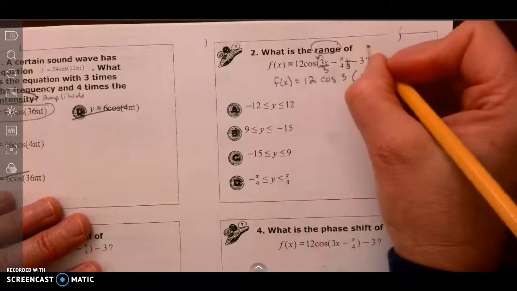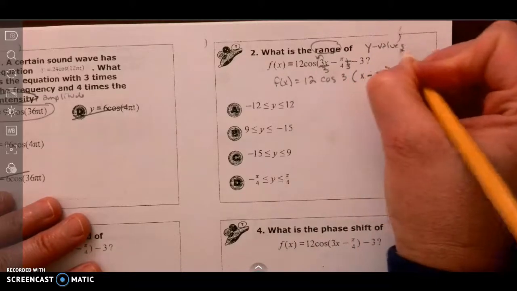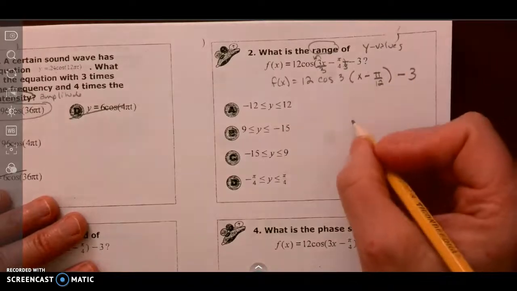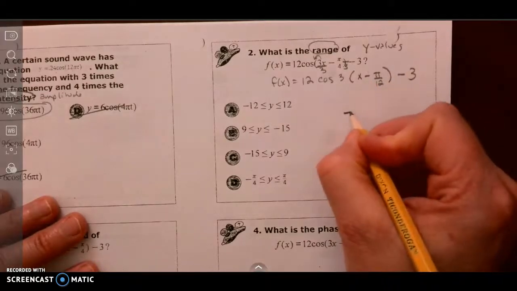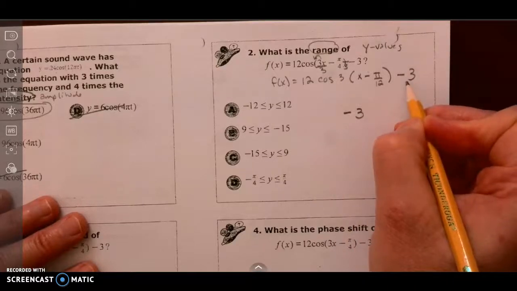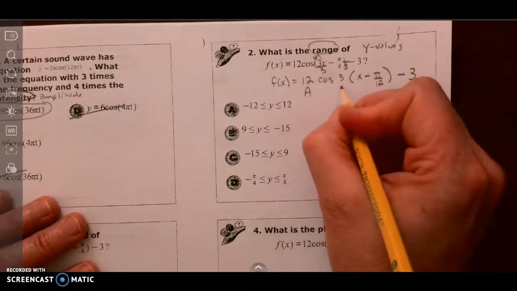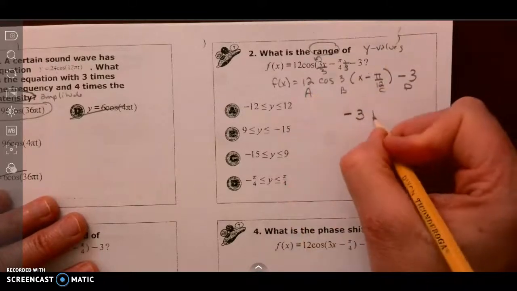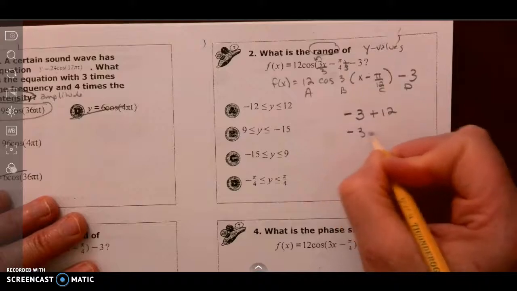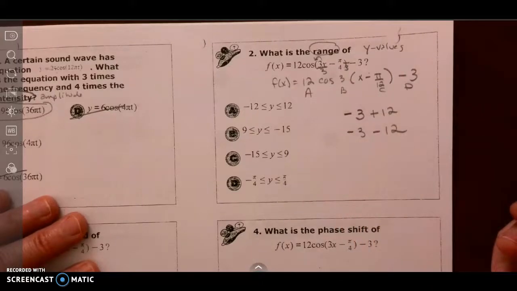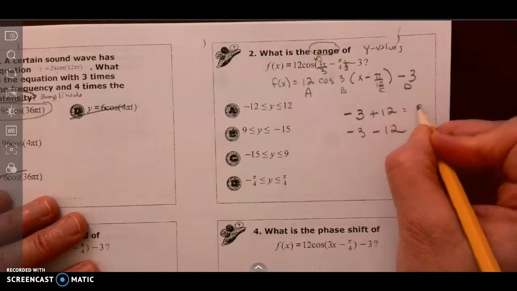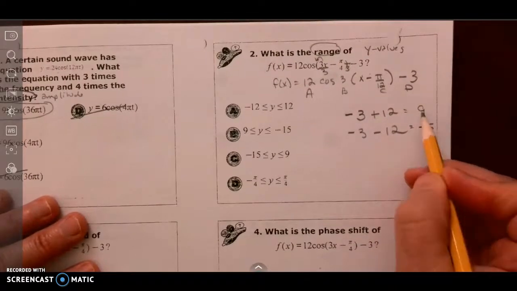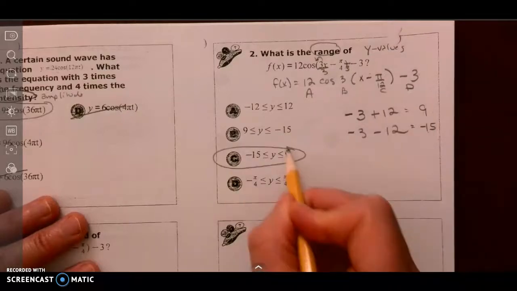The range is the y values. So I'm thinking about how high up my curve goes and how far down. So I've got to first think of where the axis is. The axis is at -3. And the amplitude, so this is A, B, C, and D. D gives me the axis. A, the amplitude, means I'm going to go up 12 from the axis, or I'm going to go down 12 from the axis. So I get 9 and -15. So -15 is my lowest, 9 is my highest, which is answer C.